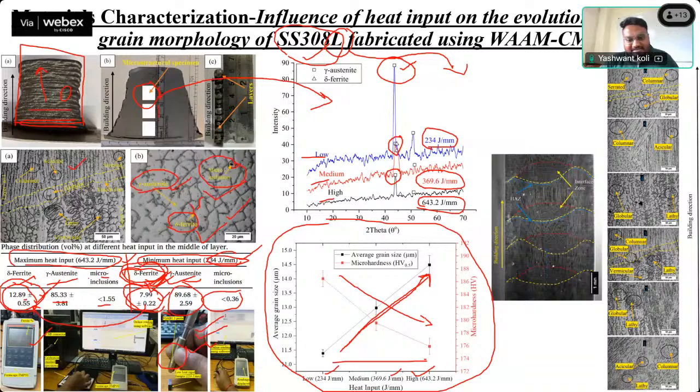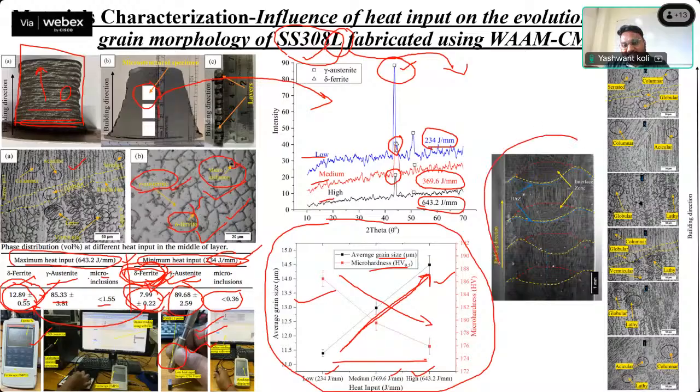So there is a relation between the hardness and the grain sizes. We already know it is the Hall-Petch relationship. So the grain size is inversely related to the micro hardness or yield strength. You can check about the Hall-Petch relationship. So these are the characteristics we are observing.